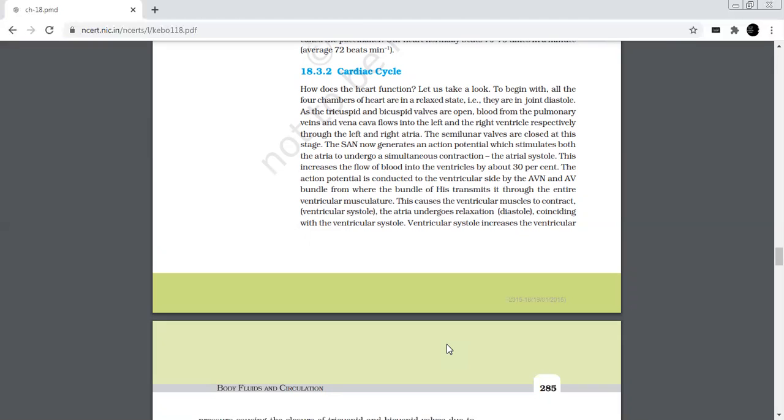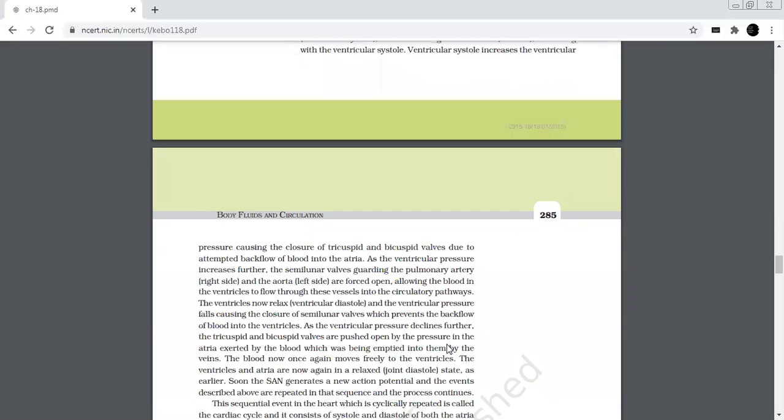During a heartbeat, the contraction and relaxation of the atria and ventricles takes place. The phase of contraction is known as systole, while the relaxation phase is called diastole. Thus, a single heartbeat consists of systole and diastole of both the atria and ventricles. To begin with the cardiac cycle, all four chambers of the heart are in a relaxed state.